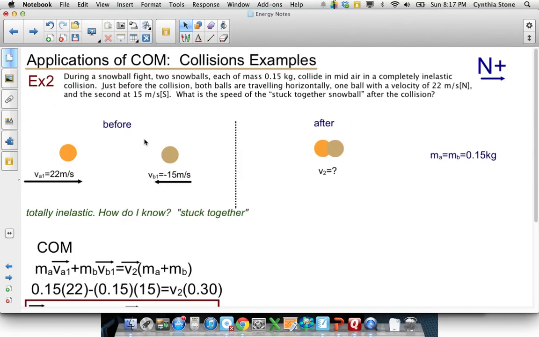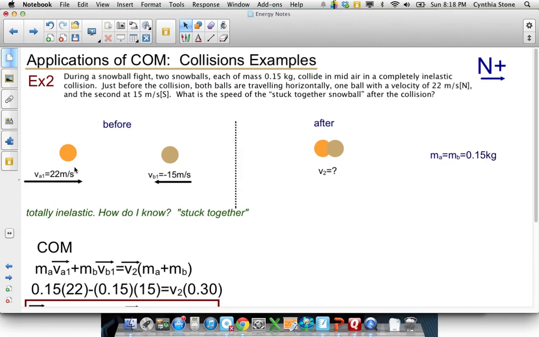Okay. Snowball fight. 2 snowballs, that's their mass, they collide midair, and imagine they don't break apart, imagine they just stick together. That'd be pretty cool, but maybe it doesn't really happen, but imagine it did. So first of all, I tell you it's completely inelastic, but if I didn't say that word, you'd know because somewhere in there it'd say they're stuck together. That means totally inelastic.